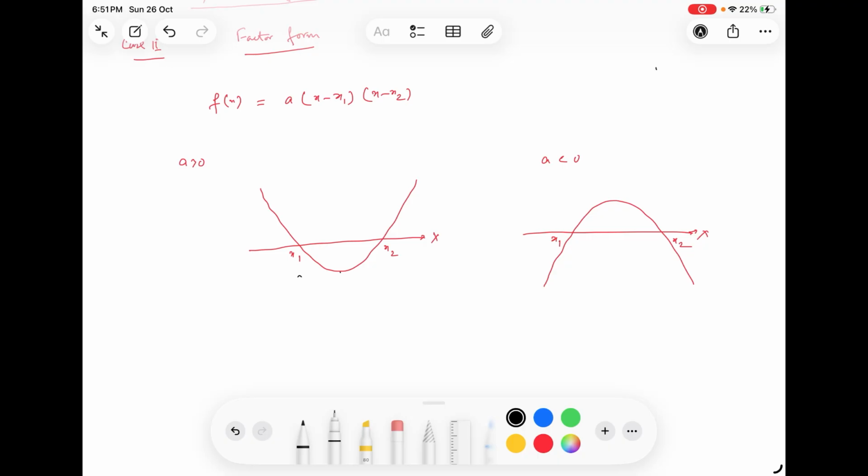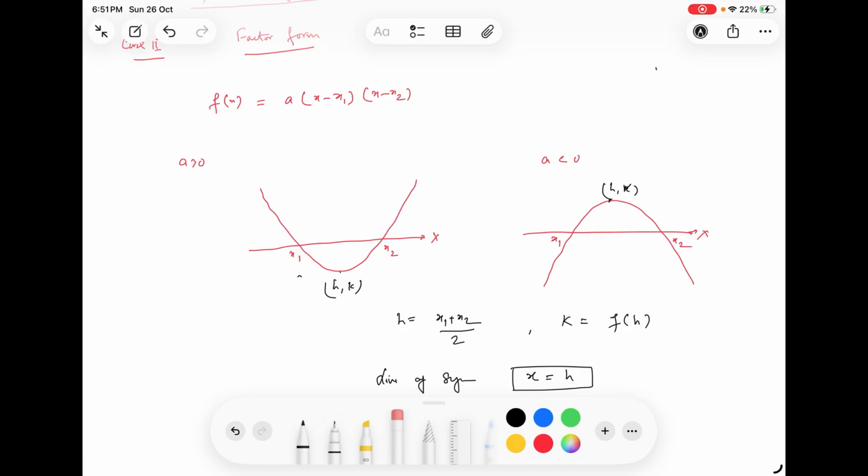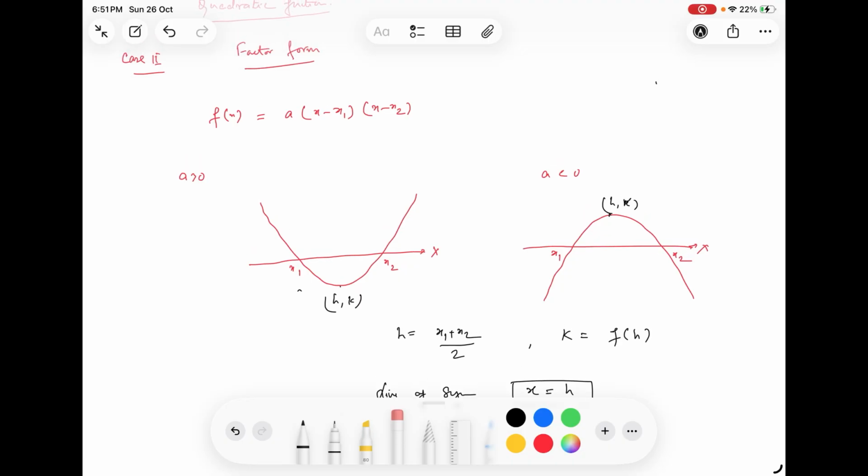Again, we have vertex h comma k. Here, to find the vertex h, what we do, we simply add the 2 roots and divide by 2. And to find k, we plug in the value of h in place of x. And the line of symmetry is the same, x equal to h. Kindly copy this properly, understand it before going for the questions.